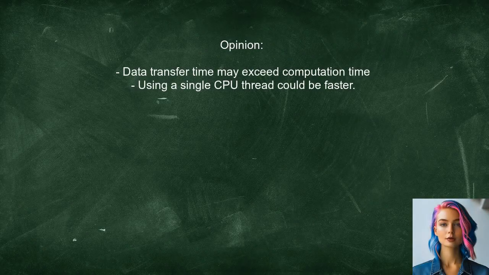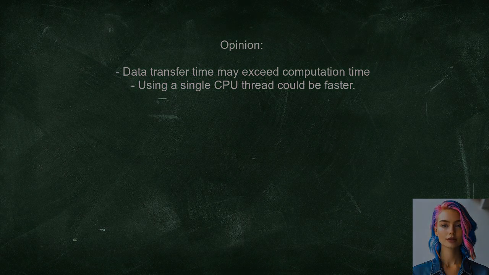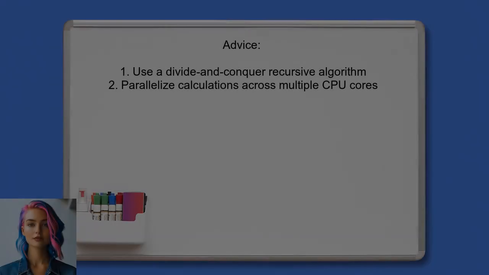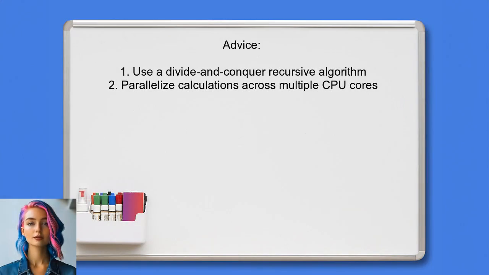The user also shares their opinion that for this specific task, the time taken to transfer the image to the GPU might exceed the time taken to compute the result using a single CPU thread. Finally, they suggest that if you find this pixel counting routine to be a bottleneck, consider using a divide-and-conquer recursive algorithm or parallelizing the calculations across multiple CPU cores.